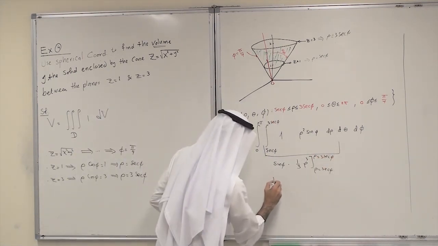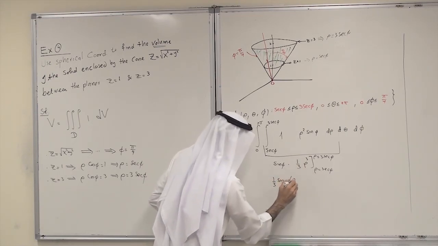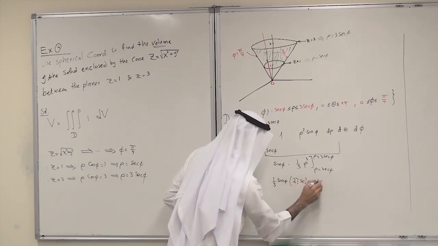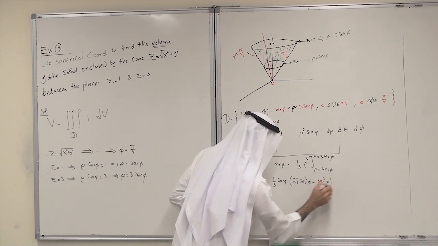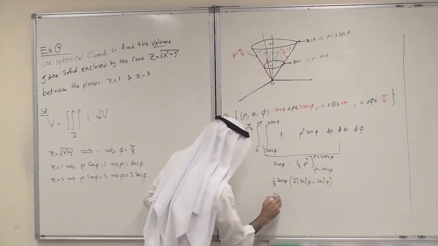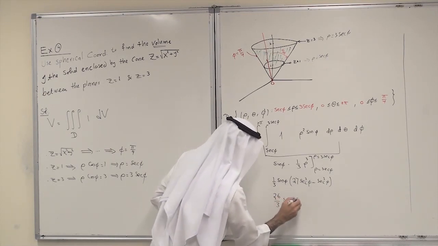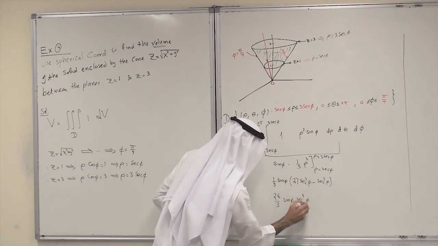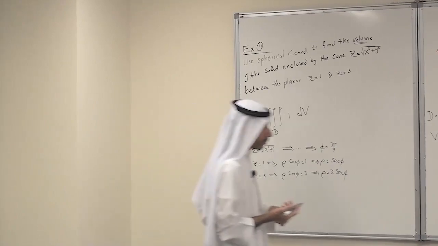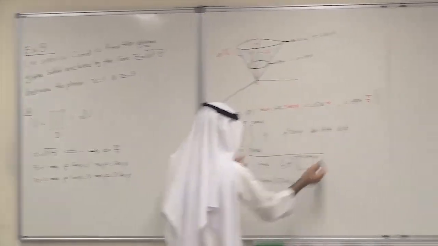Substitute, this is one third sin phi times 27 secant cubed phi minus secant cubed phi. And this is 26 over 3 sin phi secant cubed phi. So this is the value of the inner integral.